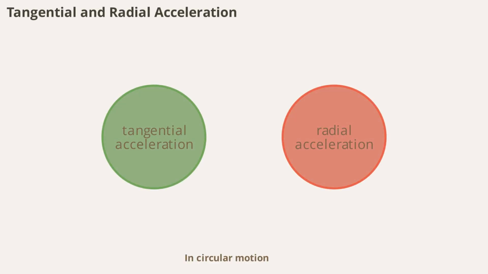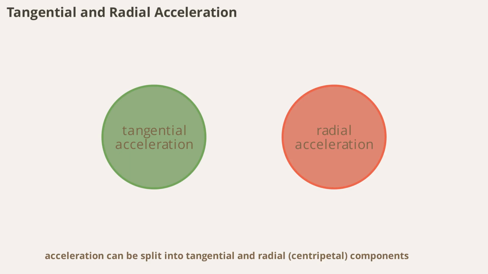In circular motion, acceleration can be split into tangential and radial, centripetal components. Tangential acceleration changes the speed, while radial acceleration changes the direction. Understanding these components helps us analyze more complex motions and design safer vehicles and rides.